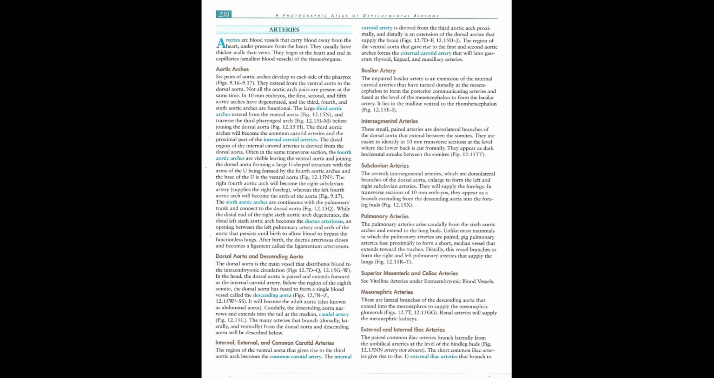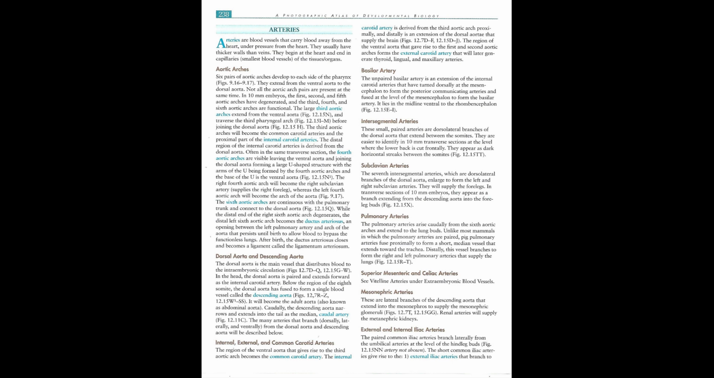Arteries. Arteries are blood vessels that carry blood away from the heart, under pressure from the heart. They usually have thicker walls than veins. They begin at the heart and end in capillaries, smallest blood vessels, of the tissues/organs. Aortic arches. 6 pairs of aortic arches develop to each side of the pharynx, Figs 9.16 to 9.17. They extend from the ventral aorta to the dorsal aorta. Not all the aortic arch pairs are present at the same time.